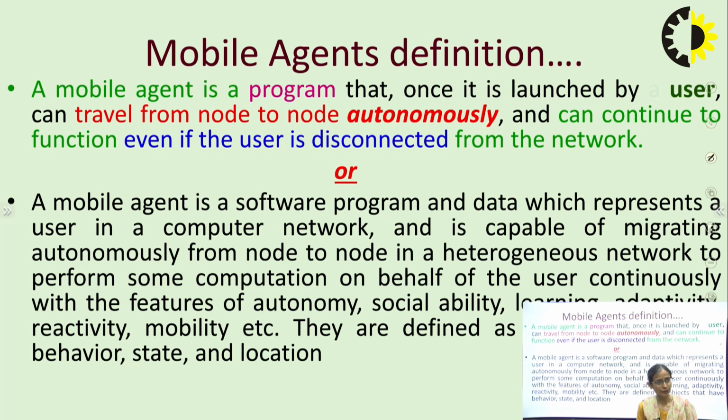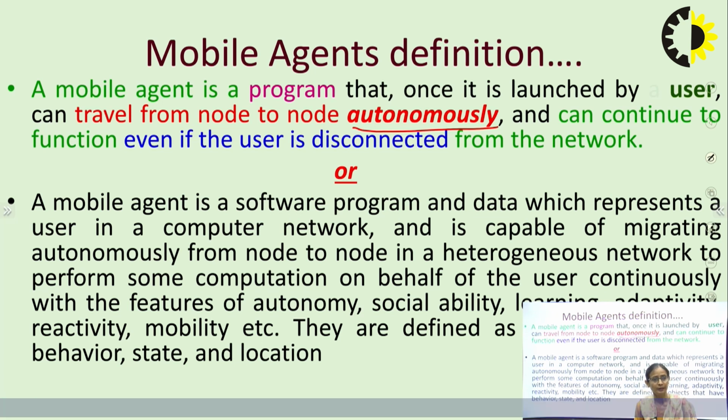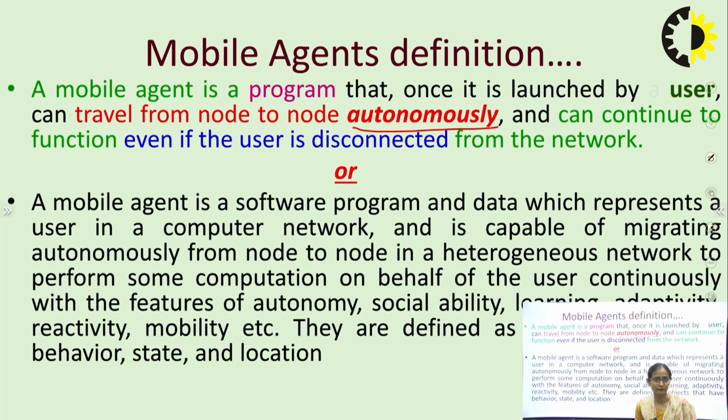To the definition of the agent which we have seen earlier, we are now adding mobility. So a mobile agent is a program that, once it is launched by the user, can travel from node to node autonomously. That is, there is no interaction with the user in the later stages. Only the user will initialize the mobile agent, and later on all the decisions, that is, from which system to which system the mobile agent needs to propagate, are taken by the mobile agent itself, and it can continue to function even if the user is disconnected from the network.